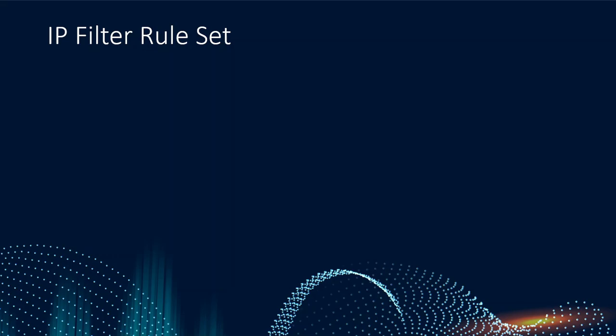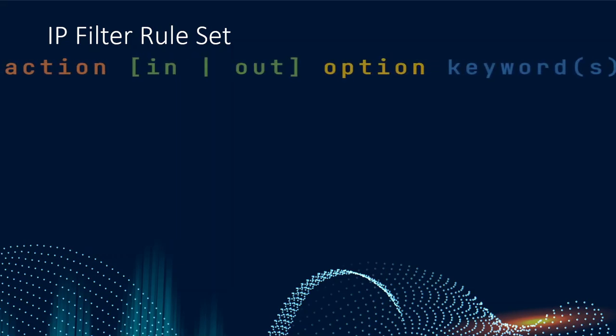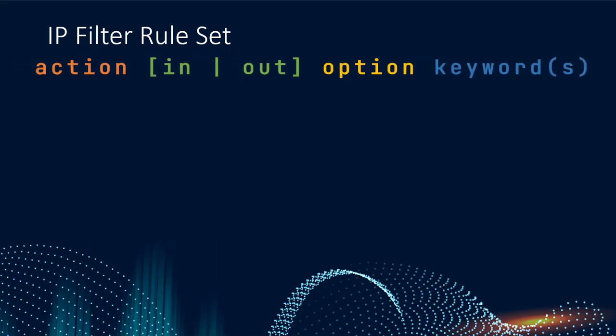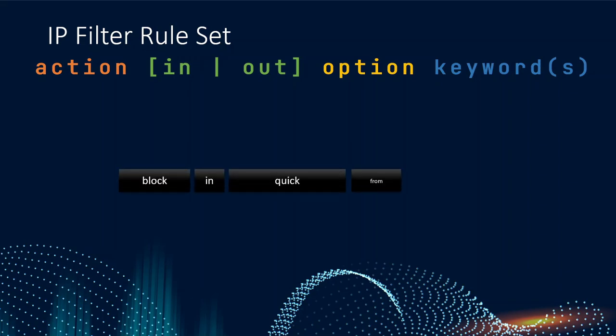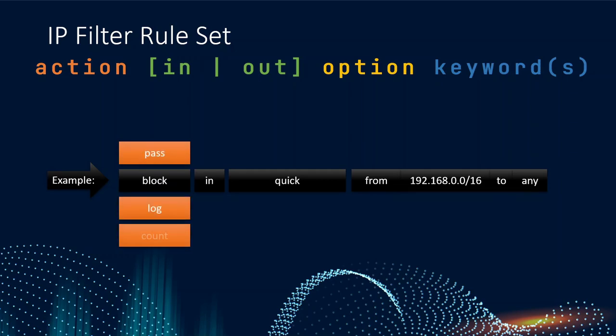Now we know what IP filtering is. Let's look at how an IP filter rule set actually looks. A typical IP filter rule set has this syntax: action, in or out, options, and lastly one or more keywords. Here's an example. Block in quick from 192.168.0.0/16 to any. This rule blocks all the data packets coming from 192.168.0.0/16. Other alternatives of these commands are shown in this slide.